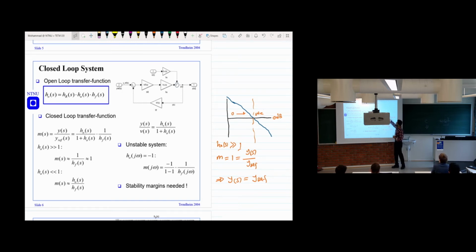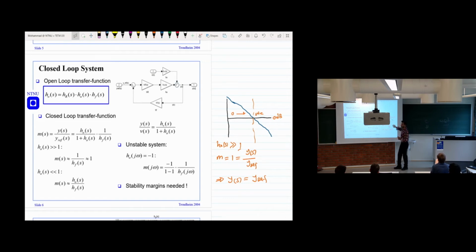And if you have the larger magnitude of the H naught, if it's larger magnitude, then we see that the closed loop transfer function becomes 1. So this means Y, this output divided by the reference input, becomes 1. This means what we are giving in the reference, we are getting in the output. It's very smooth. You are giving this reference and you are getting it. Very straightforward.